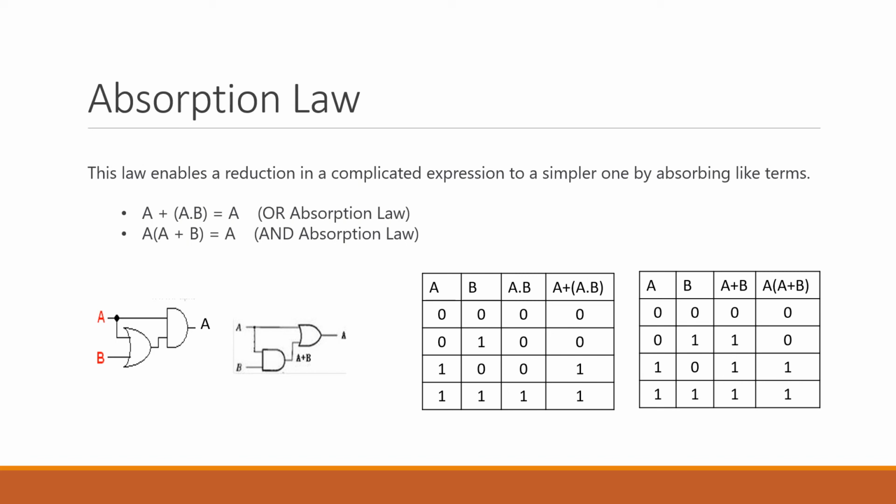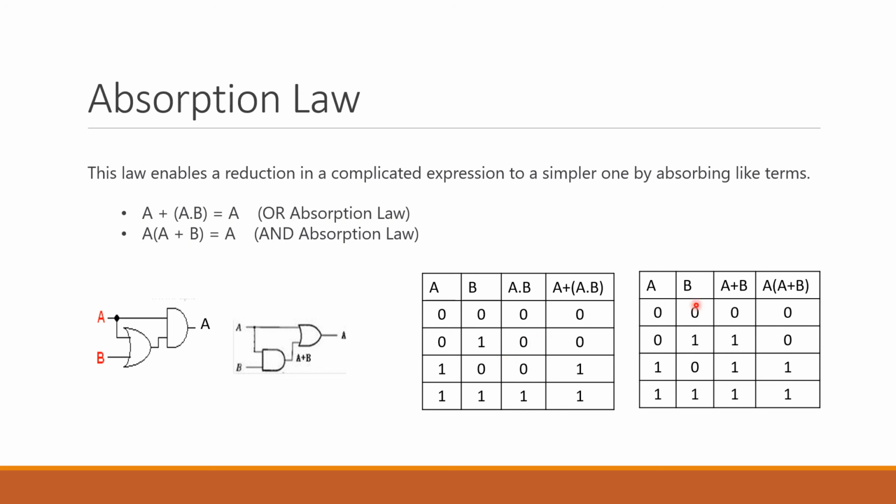Absorption law. This law enables a reduction in a complicated expression to a simpler one by absorbing like terms. A plus A dot B equal to A. This is called the OR absorption law. A into (A plus B) equal to A. This is called the AND absorption law. This is the logic diagram for the OR absorption law and this is the logic diagram for the AND absorption law.